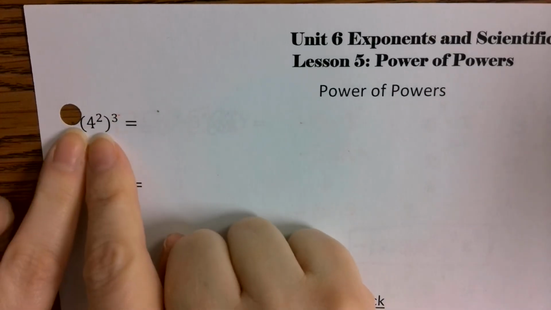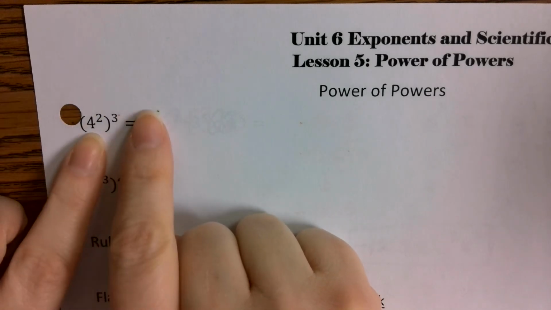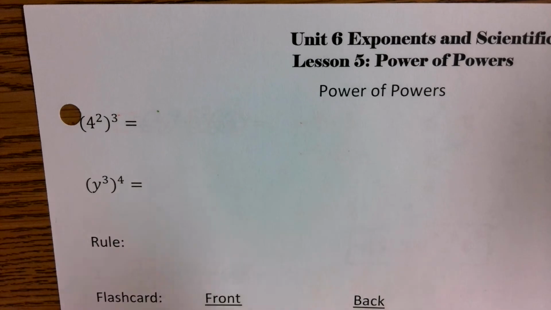So here I have a single base with multiple exponents. See, previously we were working with multiples of the same base that each had their own individual exponent. So we knew that if we have 4 to the 2nd and 4 to the 3rd, and we're multiplying those, then we just added the exponents, we kept the base. If it was division, so if we had 4 to the 5th divided by 4 to the 3rd, then we subtracted the exponents and we kept the base.